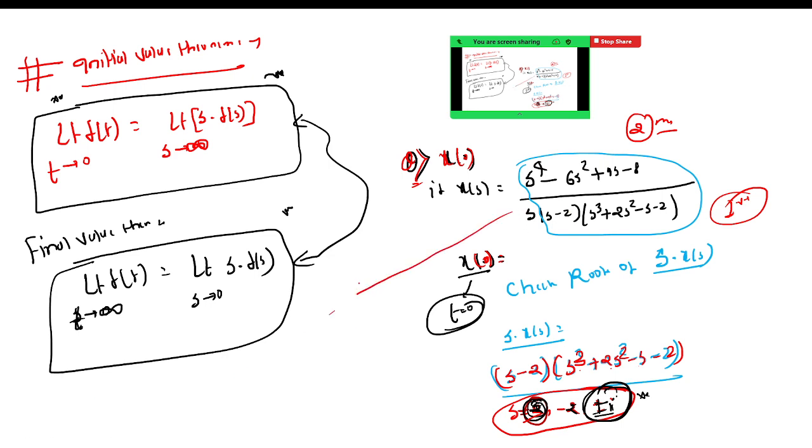Here I am writing limit s tending to infinity of s into F(s), that is equal to limit s tending to infinity of (s^4 - 6s^2 + 9s - 8) divided by (s - 2)(s^3 + 2s^2 - s - 2).